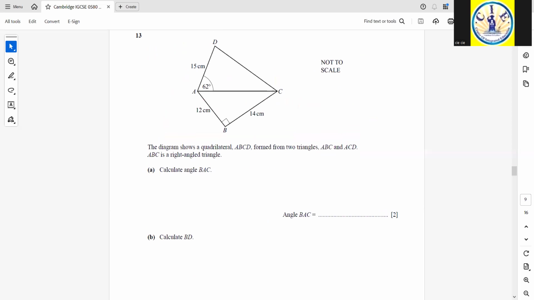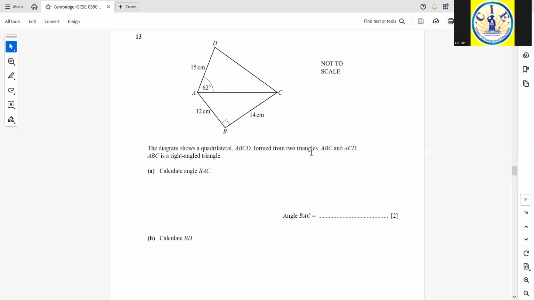Now it is question number 13. The diagram shows a quadrilateral ABCD formed from two triangles, ABC, this one, and then ACD. These are the two triangles. ABC is a right angle triangle. Calculate angle BAC. B, then A, and then C. This is the angle we need to find out. Let me call it angle theta.